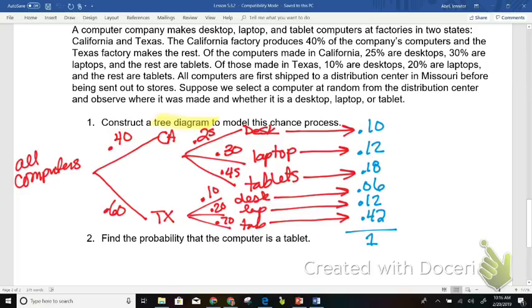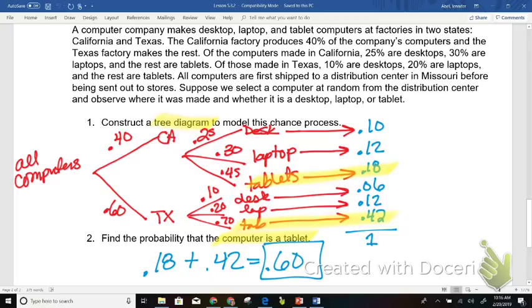Next, we want to find which percentage of the computers are tablets. So we have to find the percentage that were tablets made in California and the percentage of tablets that were made in Texas. So that gives us a total of 60% of all of the computers that are tablets.